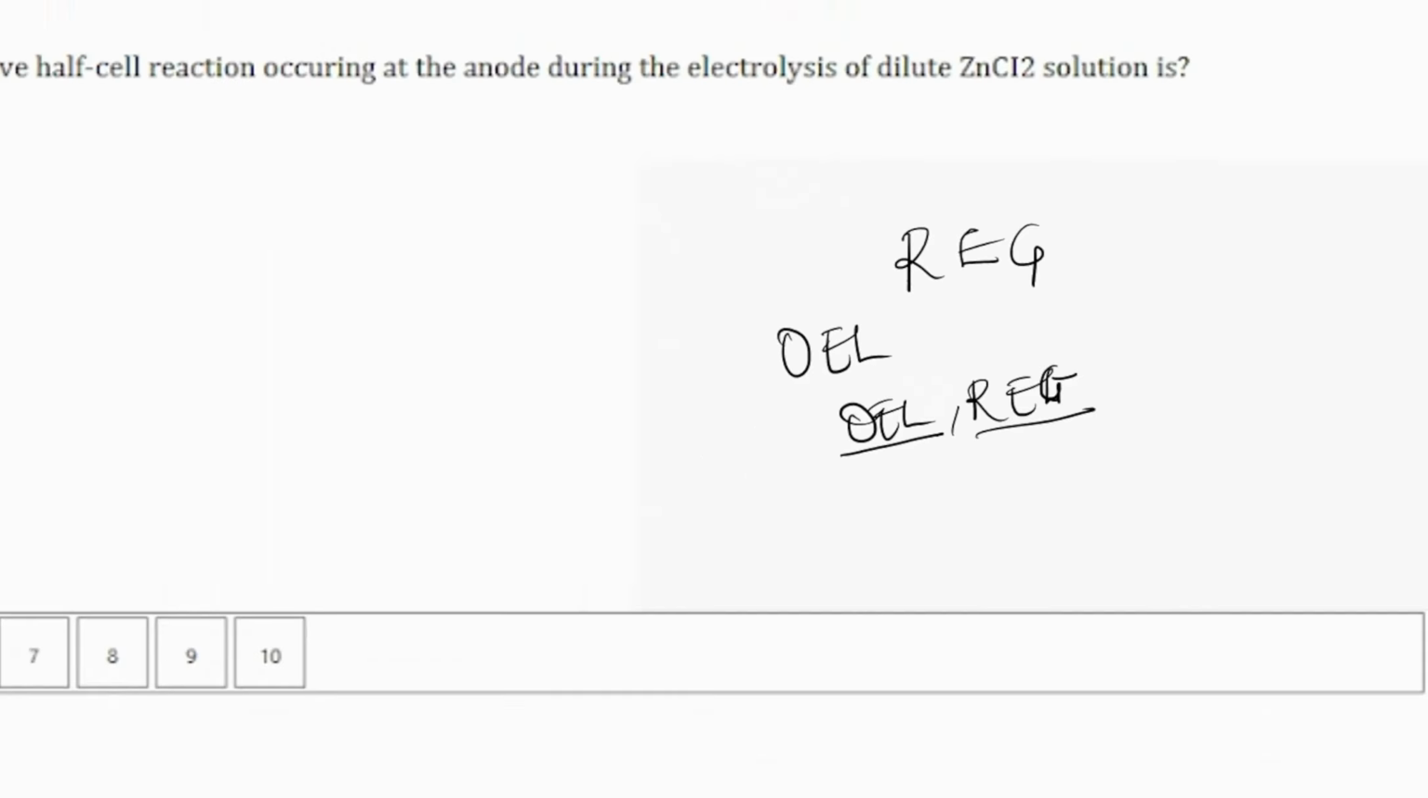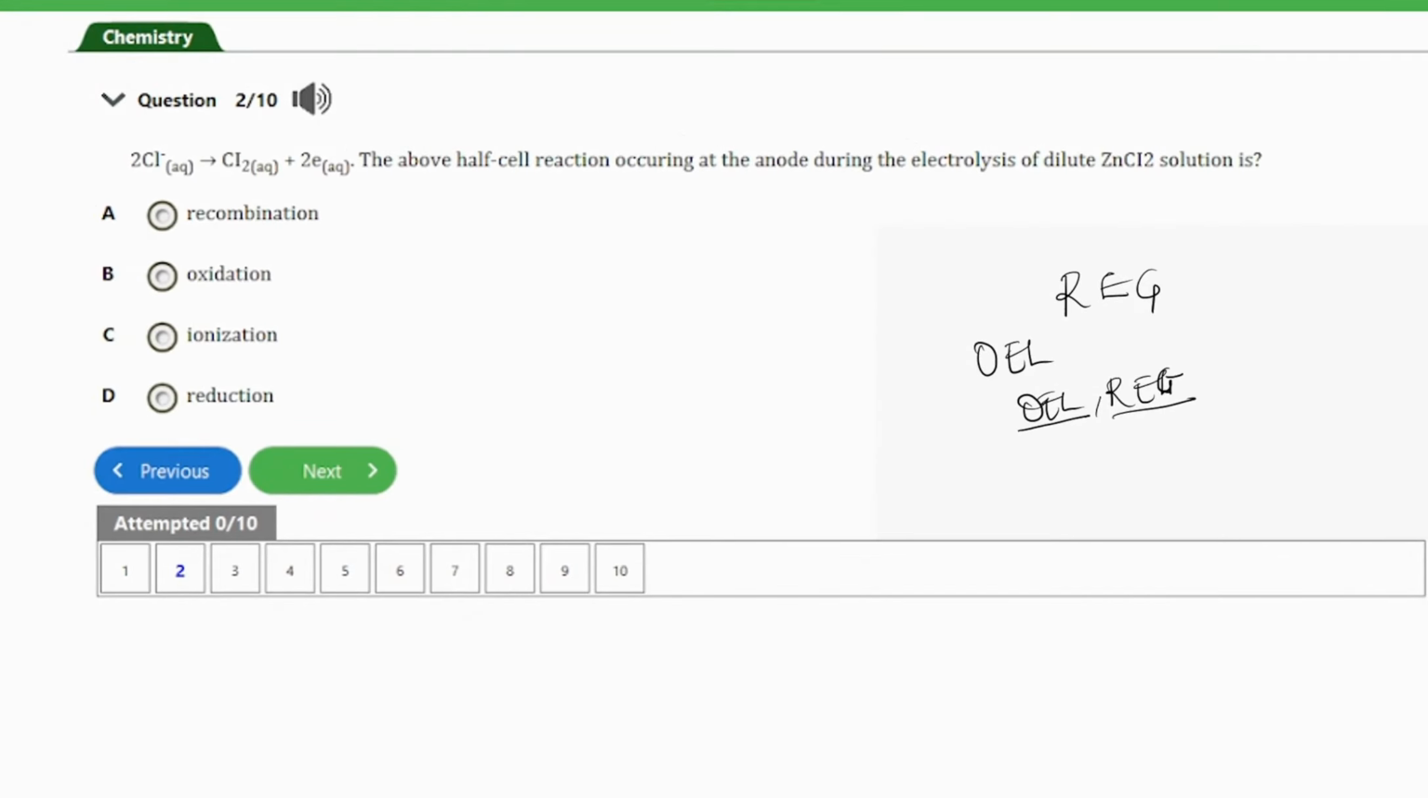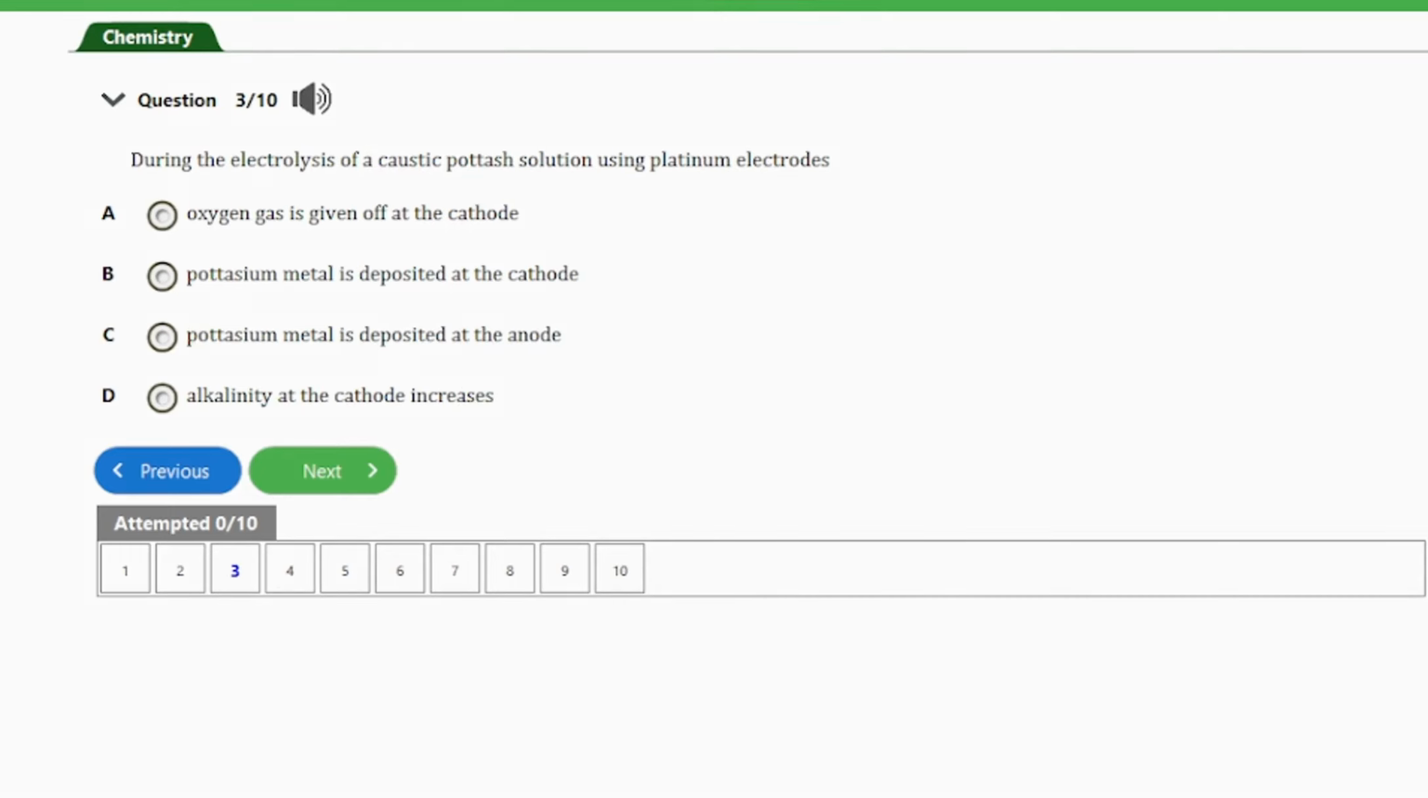So let's get back here. Seeing this equation, you see chloride ion, which had to lose electrons to become chlorine gas here, and you see the 2 electrons lost. So that's it for that question. That's the process of oxidation. So let's consider the next question, question number 3.